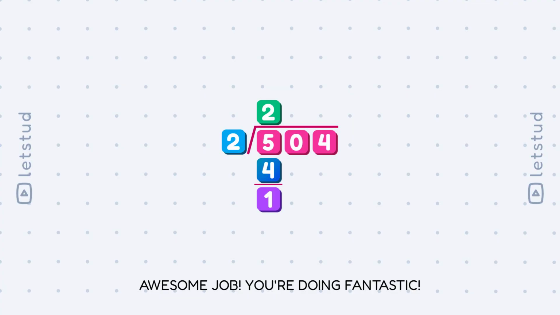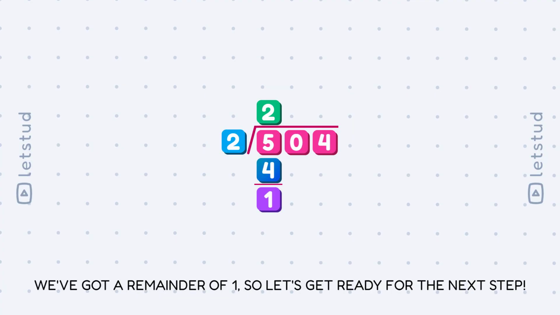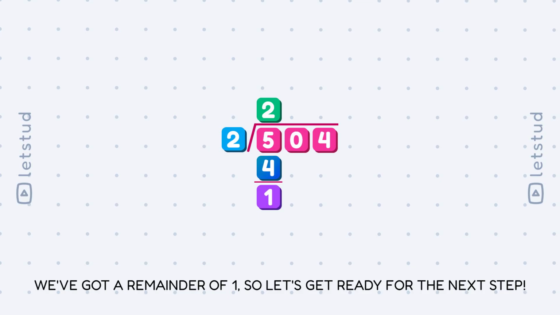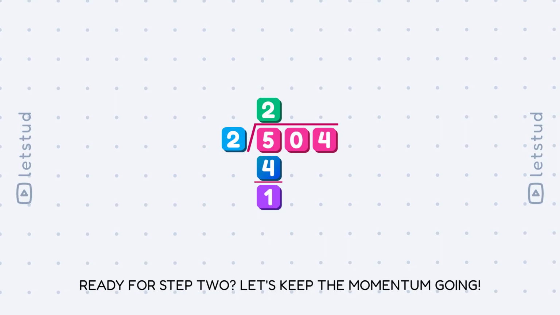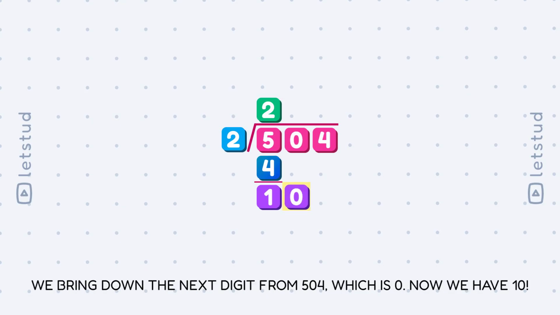Awesome job, you're doing fantastic. We've got a remainder of 1, so let's get ready for the next step. Ready for step 2, let's keep the momentum going. We bring down the next digit from 504, which is 0.